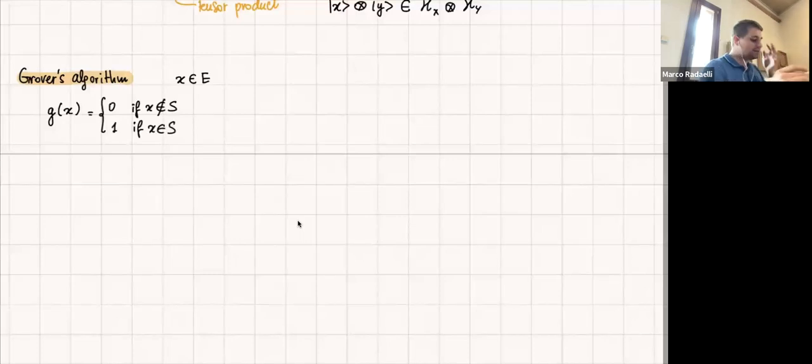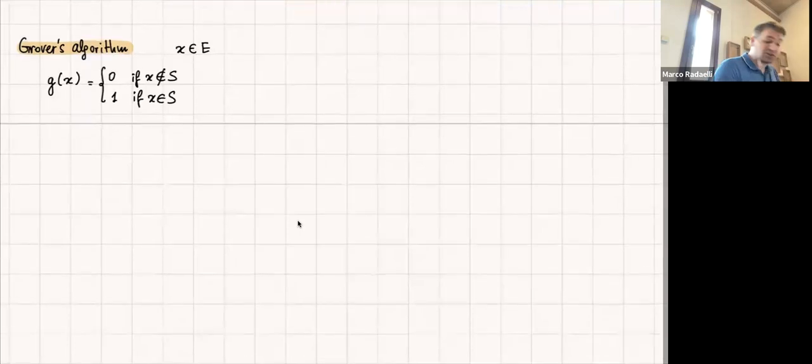So evaluating the function g on a candidate solution is equivalent to verifying whether the candidate solution is or not an actual solution. Now, again, this function is obviously non-reversible if the set E is larger than 2, because it will obviously map all the solutions to the same output and all the non-solutions to the same output. So we need to make it reversible, and we do it as specified above.